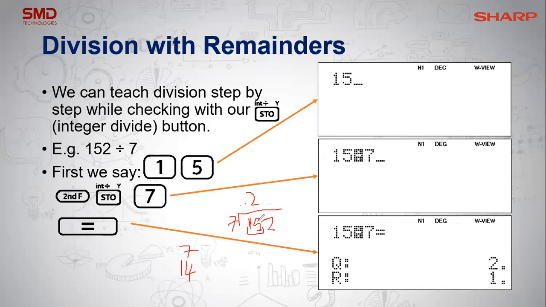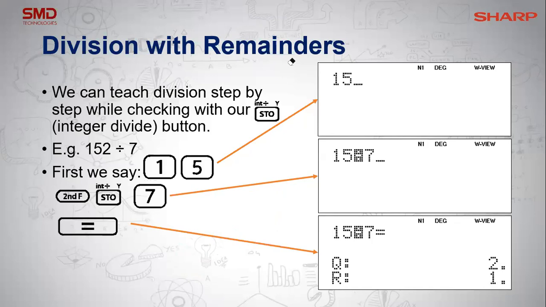And 15 is 1 bigger than 14, so I can put down my 1. And then I have 7 goes into 12 only once, because 14 is bigger than 12, and I have a remainder of 12 minus 7, which is 5. Okay, so that's that option, right?